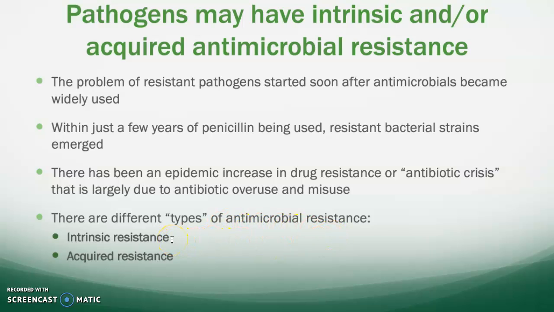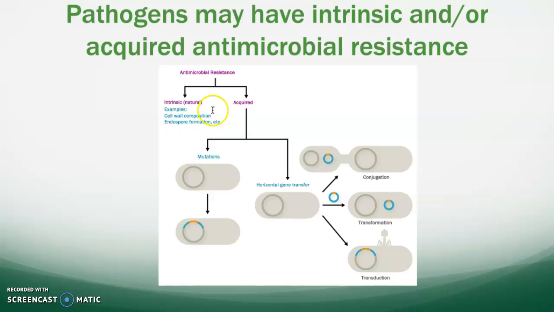There's what's called intrinsic resistance, meaning that an organism was basically, for lack of a better term, born with resistance. And then there's acquired, meaning that in its lifetime it picks up resistance. The intrinsic would be something that prevents it from being susceptible to some antibiotics that it naturally comes with. So perhaps there's a cell wall composition that makes it difficult for an antibiotic to get in. Or in the case of ones that can form endospores, this would be something that we think of as a natural or intrinsic resistance. We can also have those acquired, and acquired means that perhaps it has a mutation that gives it resistance, or through horizontal gene transfer.